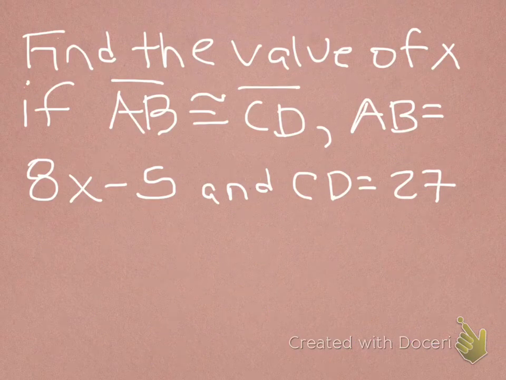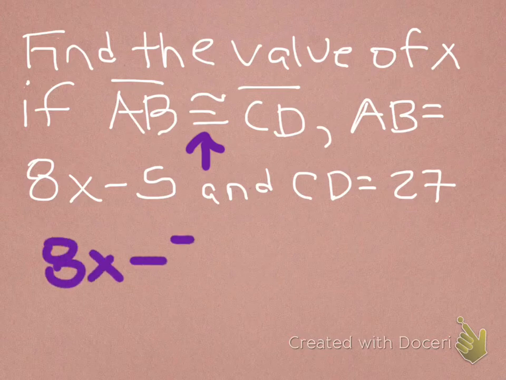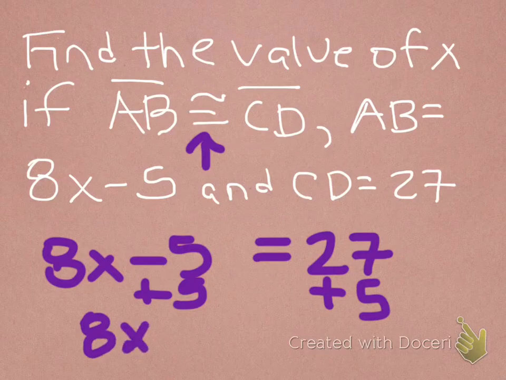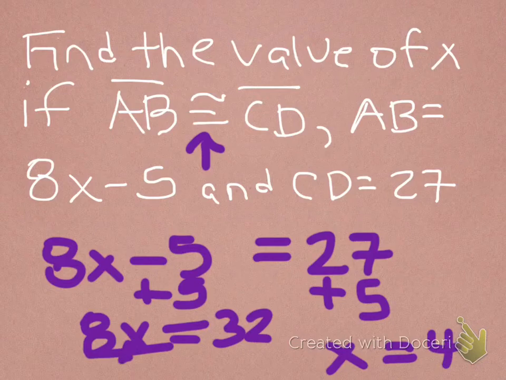Next one, you're finding the value of x if AB is congruent to CD. That's what this symbol means. So AB is given to us in terms of x, so 8x minus 5 equals CD is how you're going to set that up, because congruent means the same. So you put them equal to each other and solve for x. So we get 8x equals 32, or x would be 4. And that's all it asks us to find.